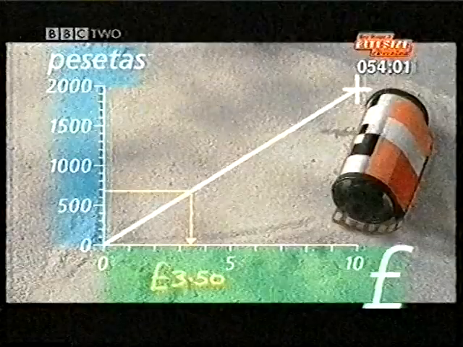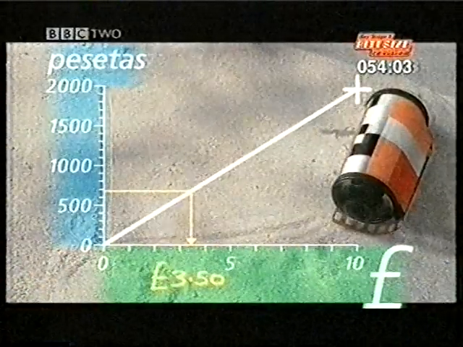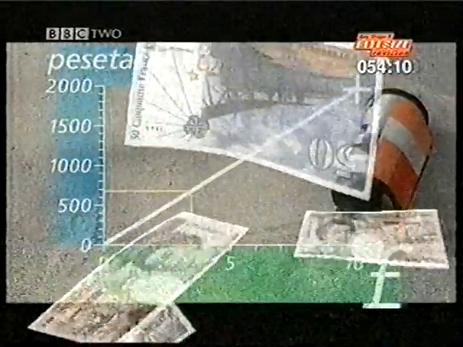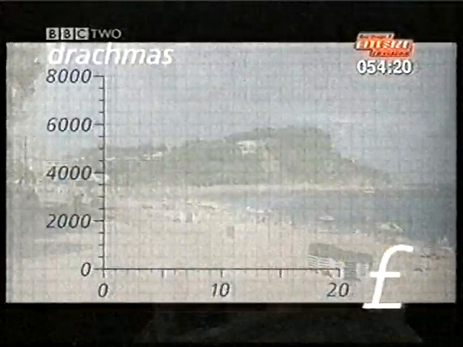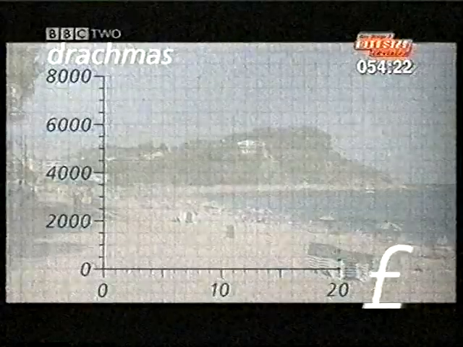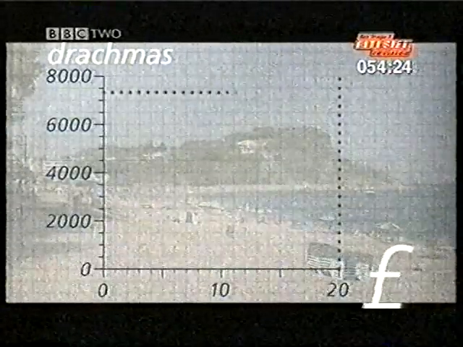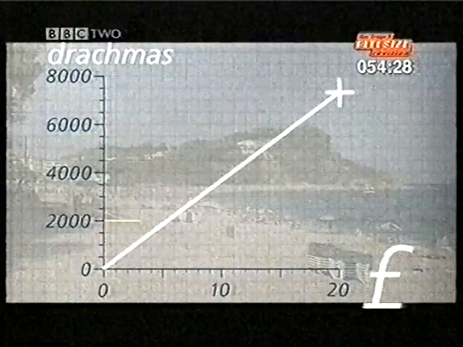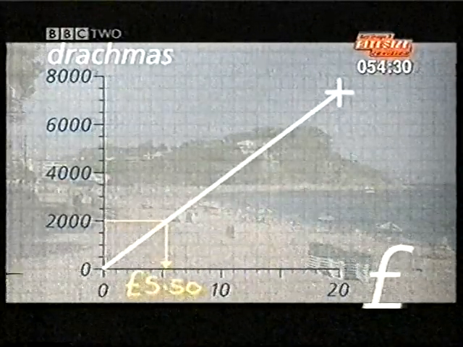You can make one of these graphs for any foreign currency. What you need to do is remember how much British money you've changed and how much foreign currency you got for it. So if you were going to Greece and changed £20, you would get around 7,300 drachmas. Use the squares on the graph to make a convenient scale. Mark a cross where the two lines meet and draw a line back to the origin. So you can see something costing 2,000 drachmas is just under £5.50.